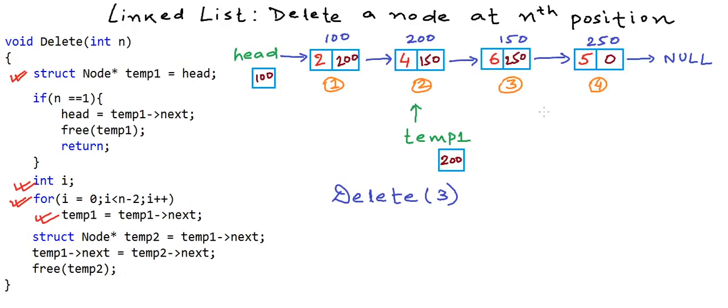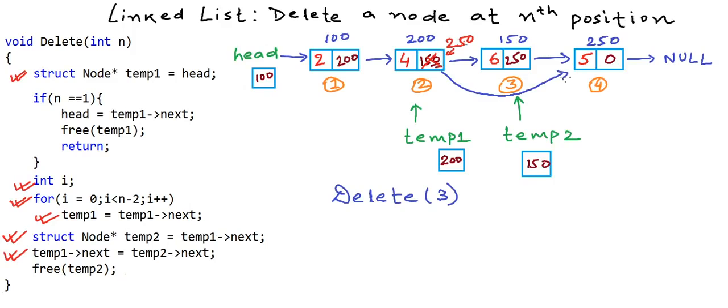N is 3 here. Now we create another variable, another pointer to node, temp2, and we set this guy as temp1.next. temp1.next is 150, so we set this guy as 150. So this guy points to the nth node or the third node. Now in the next line we are saying that temp1.next, this value which is 150 right now, is now temp2.next, the address of the n plus 1th node or fourth node. So this guy will now be 250. So we are building this link and we are breaking this link.